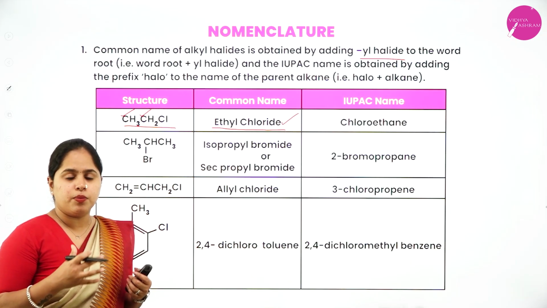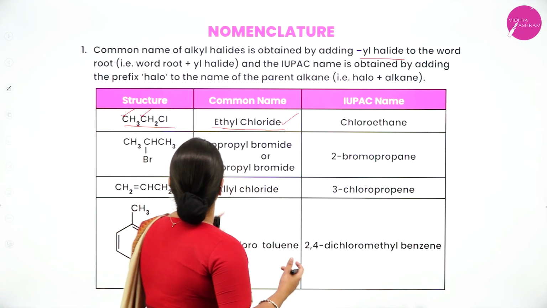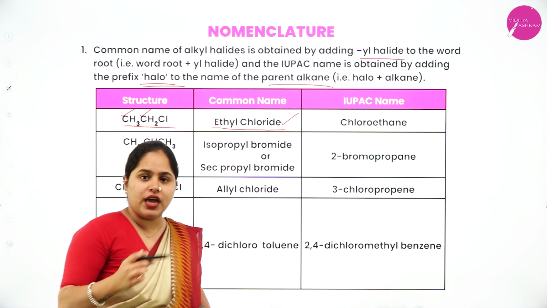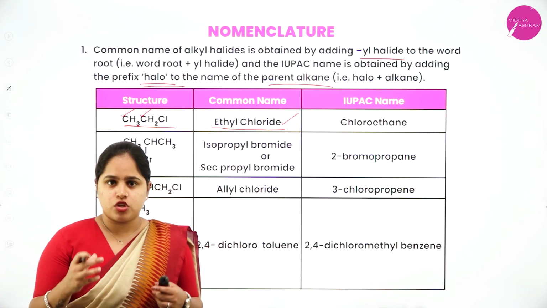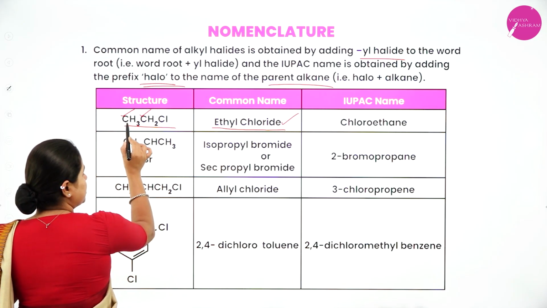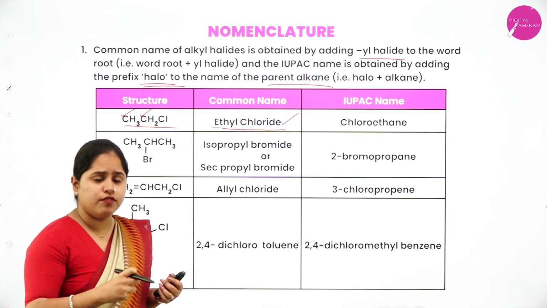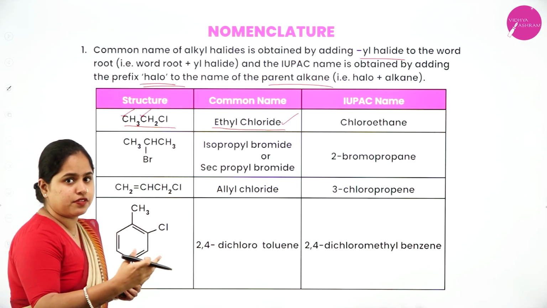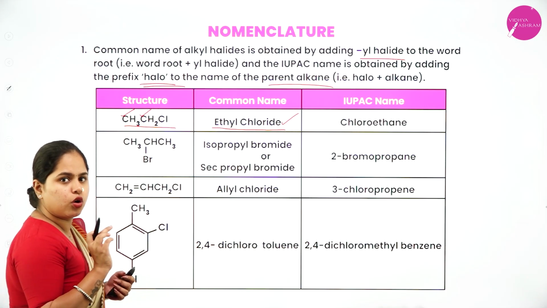But our importance is to learn the IUPAC nomenclature, and the IUPAC name is obtained by adding the prefix halo to the name of the parent alkane. So we have to name the parent alkane, and the prefix will be halo. That is general. In this example, CH3CH2Cl, how is this haloalkane obtained? It is from the 2 carbon alkane, CH3CH3, which is ethane. So from ethane, one hydrogen atom is replaced by a chlorine atom.